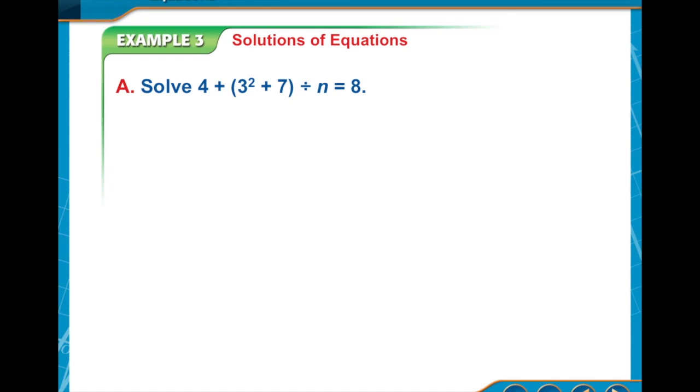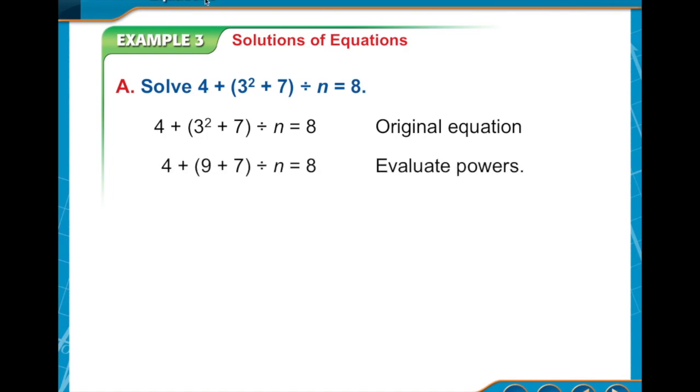So here we need to find the solution to this equation. So we need to solve for n. Here's our variable. They can pick any letter. It doesn't matter which letter it is. So there it is. We need to solve for that. We've got all this here to work with. So we need to find a way to get n by itself.